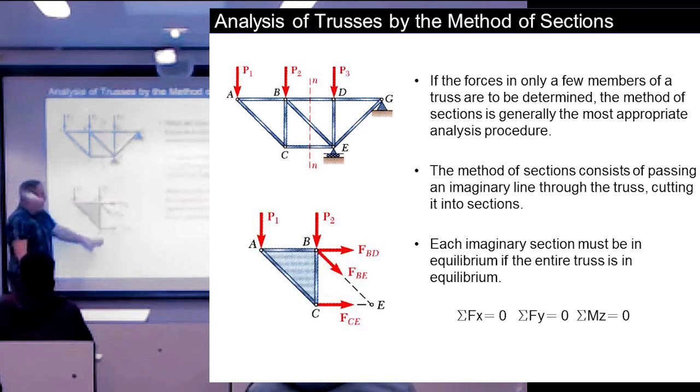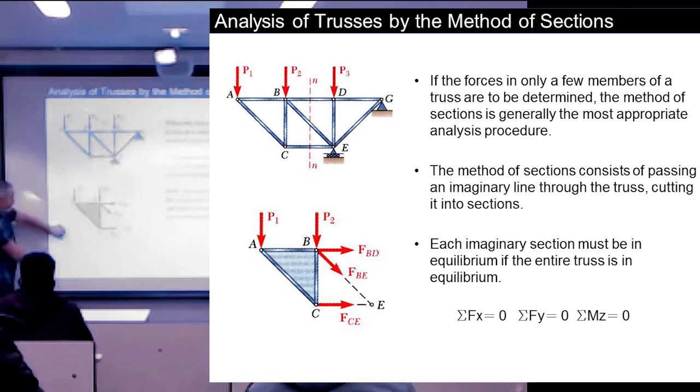Once you know this one, you can take moments around any point. When you take moments, you don't have to take it about a point on the truss. You can take moments around a point anywhere where concurrent forces are actually passing through. So if all of these arrows were pointing to this point, and if you took moments around this point, you would ignore them, because again, any arrows that are passing through the point, you ignore them.